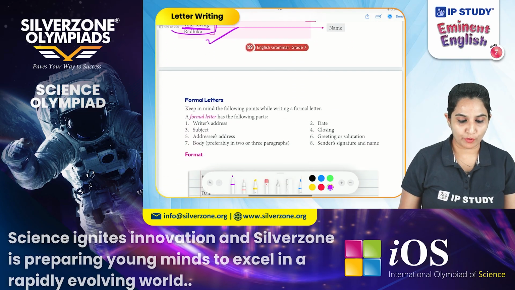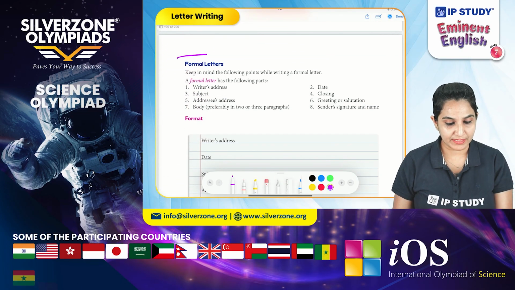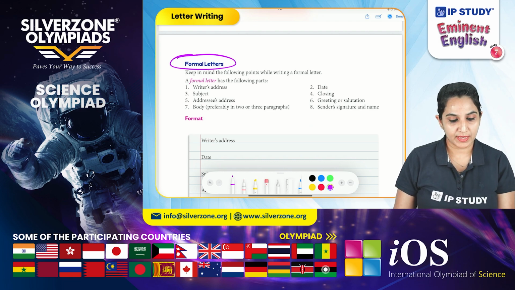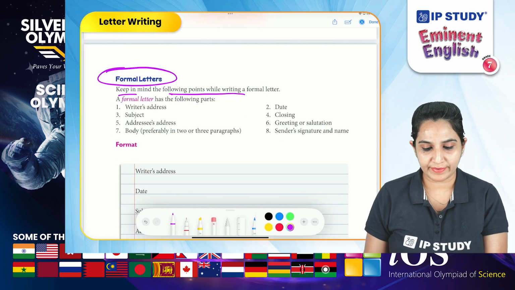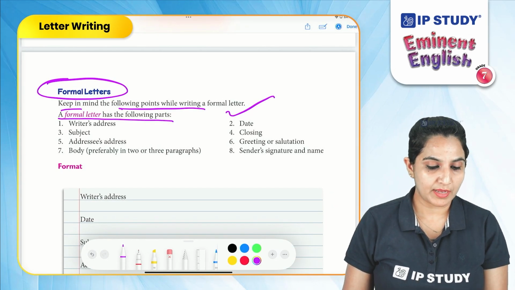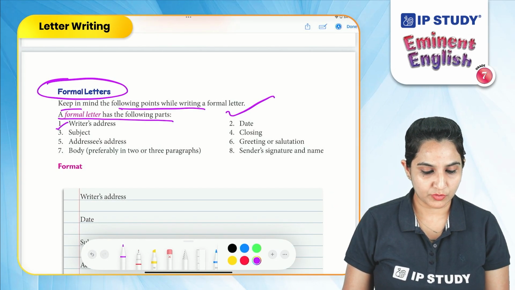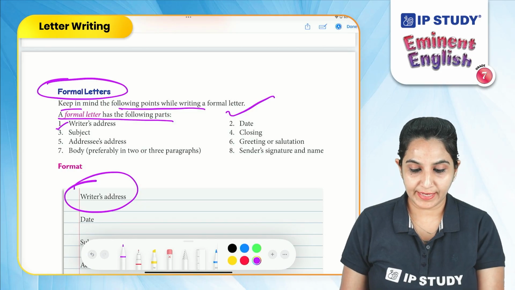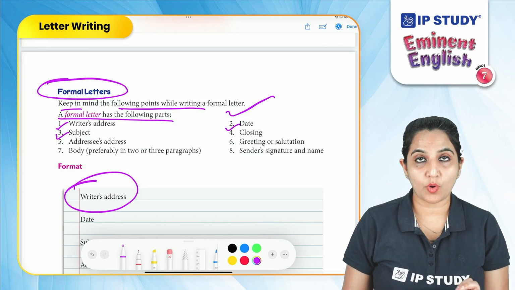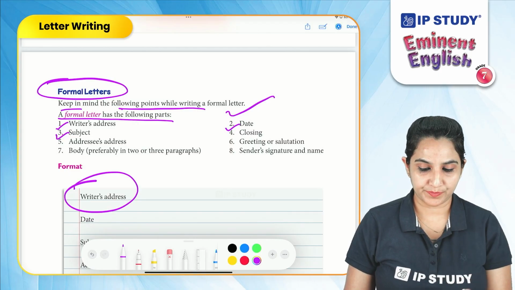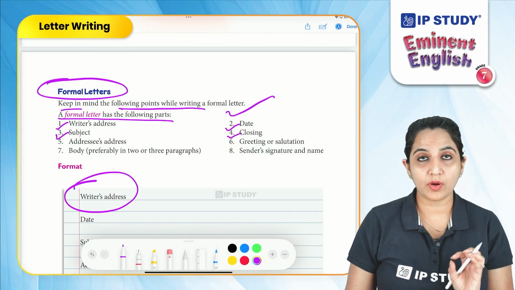This is an informal letter. Formal letters are used formally or professionally. Keep in mind the following points while writing a formal letter. A formal letter has the following parts. Writer's address. So here on the top, you write your address, the one who's writing the letter. Date and the subject are always mentioned because it's not a personal letter, it's a formal letter. Then there should be a proper closing.